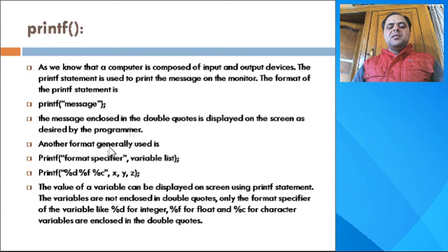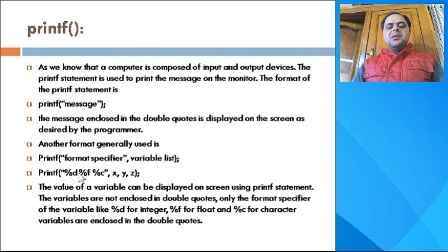Another format generally used is printf, bracket start, double quote, format specifier, which I discussed in the previous slide, double quote, comma, variable list. For example, if we want to print the value of an integer variable, we will use %d in these brackets, and here we will write the name of that integer variable. So the value of that variable gets printed on the output screen in place of the format specifier.